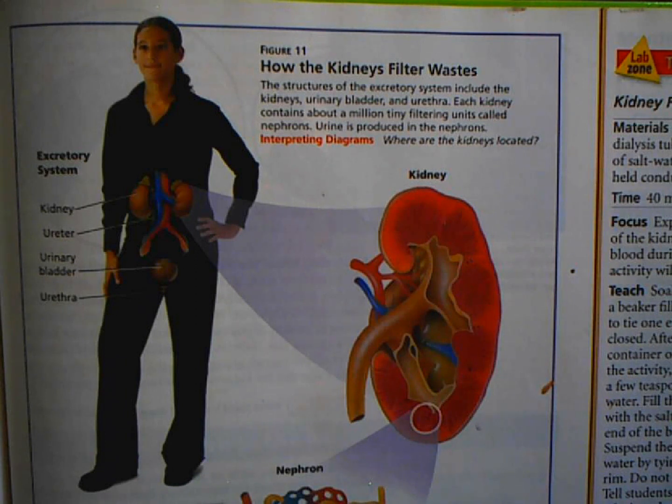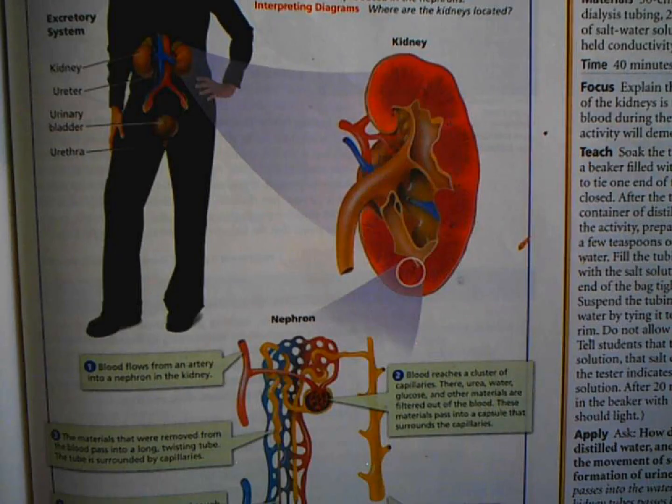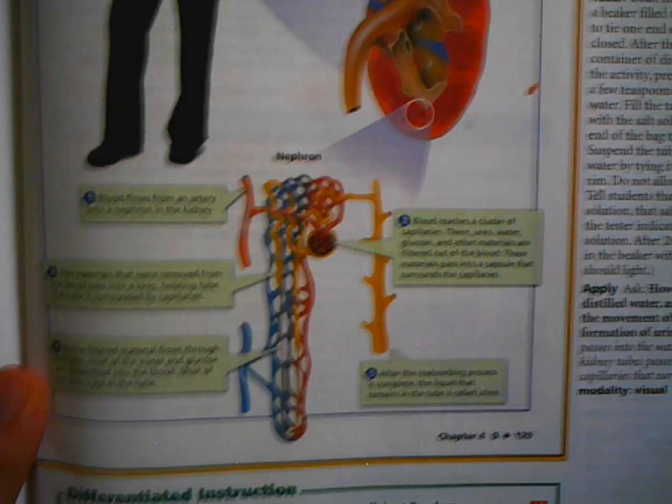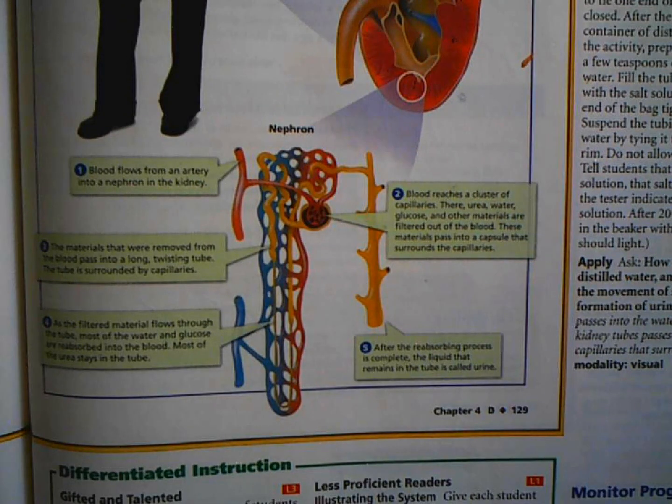Each kidney contains about 1 million tiny filtering units that we call nephrons. That's why, when we go to a doctor, there is a specialization that we call nephrology. The nephrologist is a doctor in charge of studying the functional units of the kidneys that we call nephrons, right? Urine is produced in the nephrons. They are inside of the kidneys, okay? And here you see the nephron. They are microscopic structures. You cannot see them without a microscope, right?